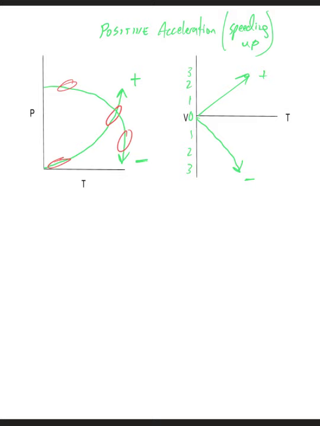And then lastly, a motion diagram to show something speeding up. The dots get further and further apart. The further apart the spacing, the faster that object is going. So all three of those would show increasing speed, speeding up, or positive acceleration.